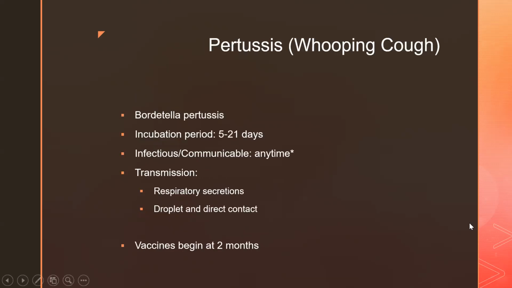And then lastly, we have pertussis or the whooping cough. This is caused by Bordetella pertussis. Incubation period can be as little as 5 days or as long as about 3 weeks. And they are infectious pretty much anytime they have secretions. So they are contagious the entire time they are infected with the whooping cough. Transmission, respiratory secretions all day long, so usually droplet and contact precautions. We do begin vaccinations at about 2 months.